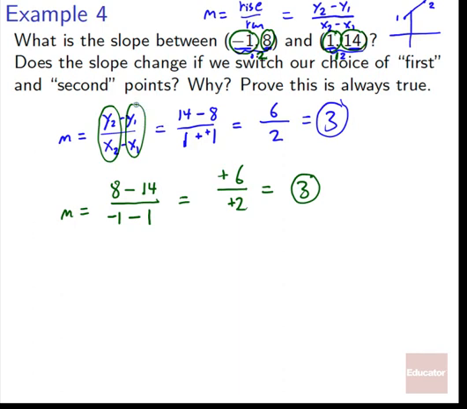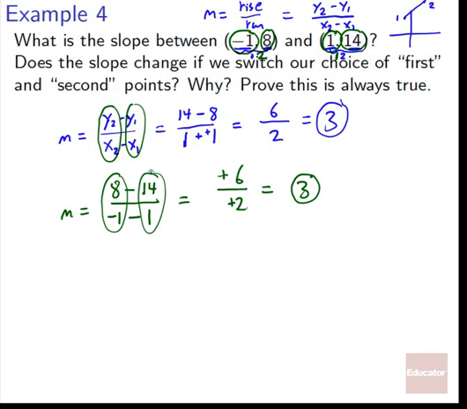If we have one point be the second point on the top, the second y-coordinate, then the second x-coordinate has to come first on the bottom as well. So we all have to make sure that the points match up vertically, right? 8 and negative 1, negative 1, comma 8, 14 and 1, 1, comma 14. They match up there. Let's prove this, though.